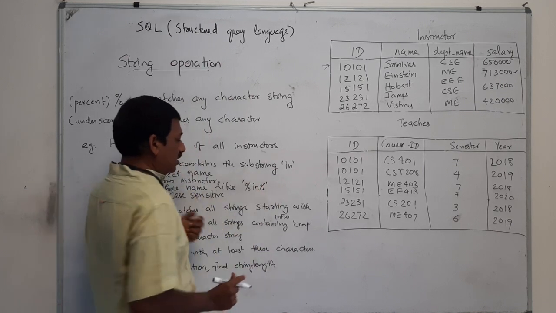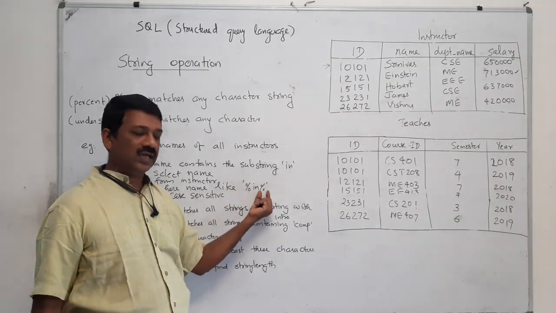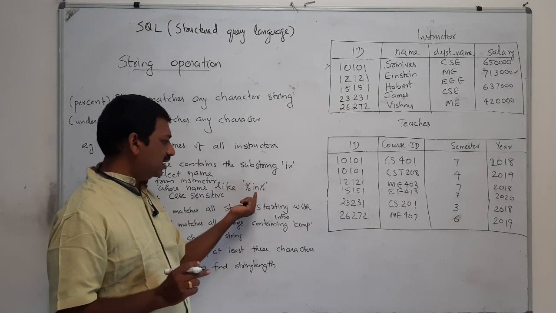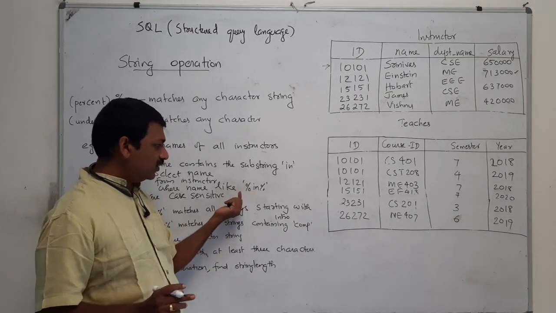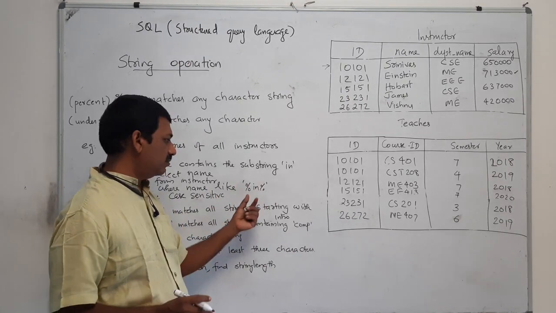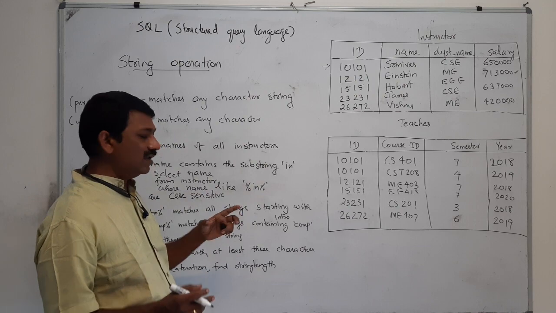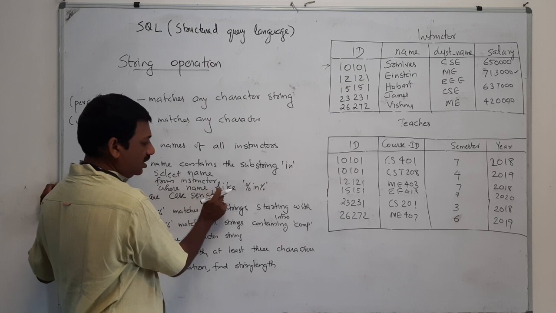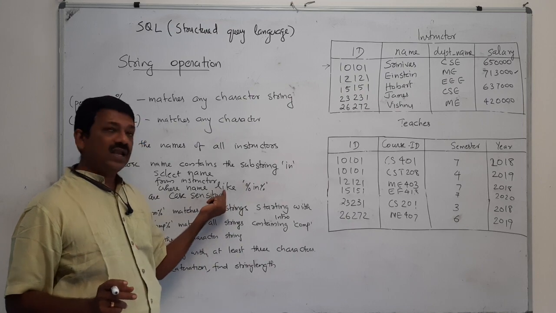Percentage means a string, followed by in, followed by another string. That means the substring in should be there in that name. To the left of in there can be a string, and to the right of it another string can be there, so this in is in between two strings. Where name like: here equal to is replaced by like. Equal to and like are different. In string operations we use like.